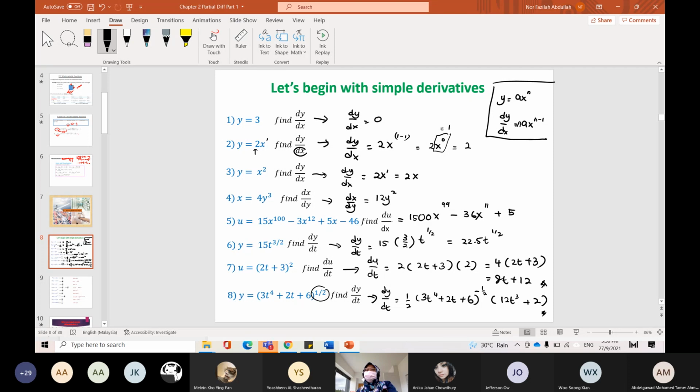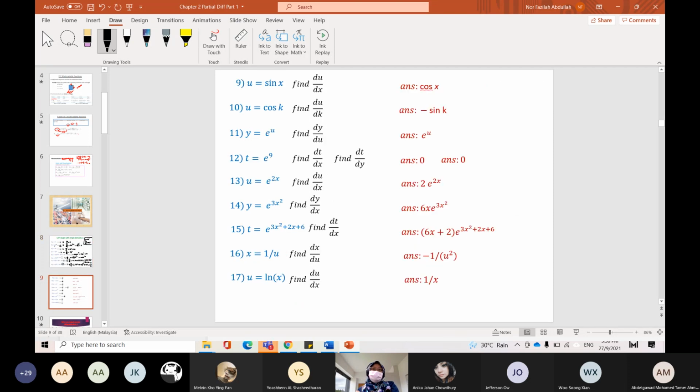Okay, so let's continue. We still have the question. Let's look at here. Let's say this one is du over dx. Sine, this one involves a trigonometric. If sine x, when you derive, it becomes cosine x. If cosine x you derive, you have to put the negative sign.